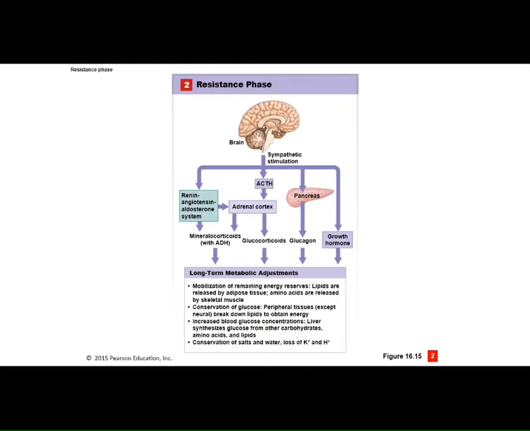And so here we see this resistance phase. And we see now ACTH is being released. That's going to go down the adrenal cortex and make those glucocorticoids. Think cortisol. You're also going to have an effect on renin. That's going to keep your blood pressure up. It's going to have an effect on insulin and glucagon. What does glucagon do? Insulin tells your blood sugar to go down. Glucagon tells your blood sugar to go up, right?